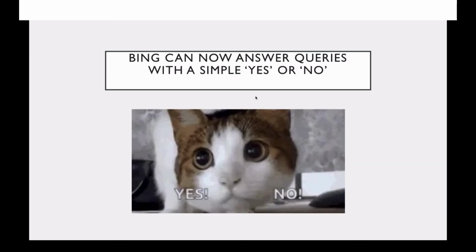Bing can answer queries with a simple yes or no. For example, let's say you put in on Bing, is it winter now? It'll reply with a simple no. So Bing has been trying this for a long time, but I think it's live now. You can start getting simple yes or no answers for anything that you can type.